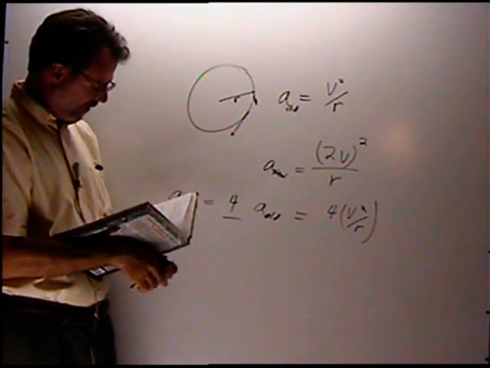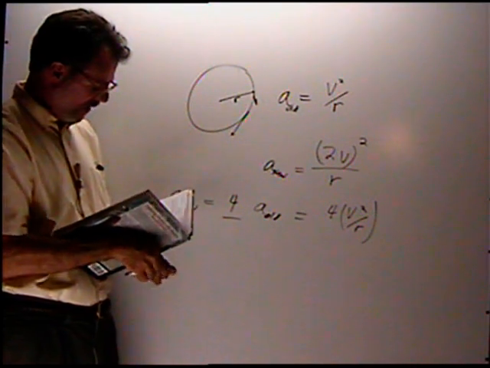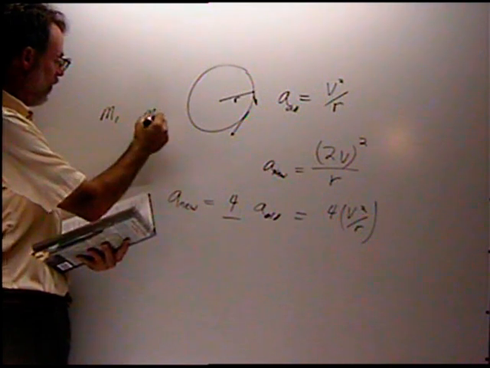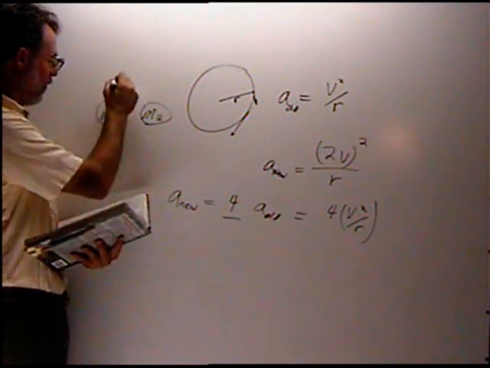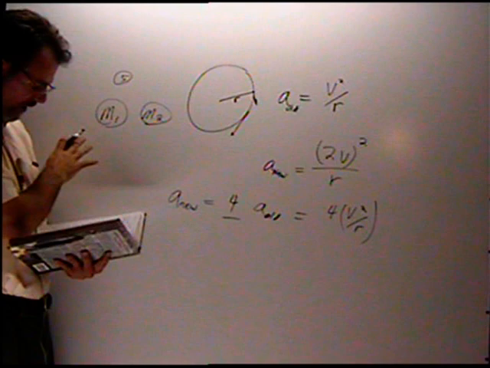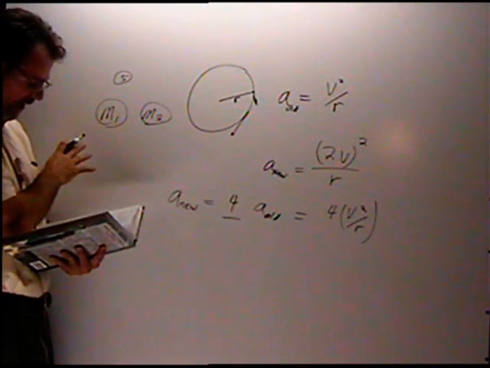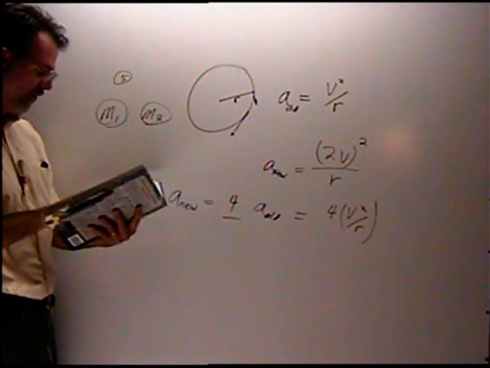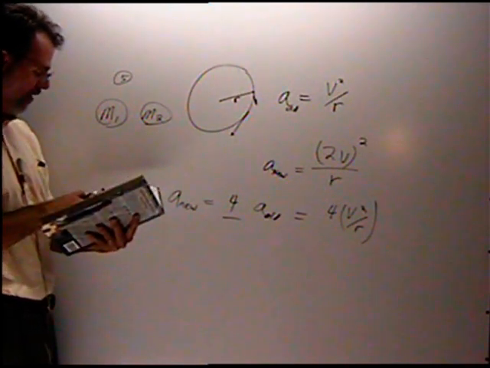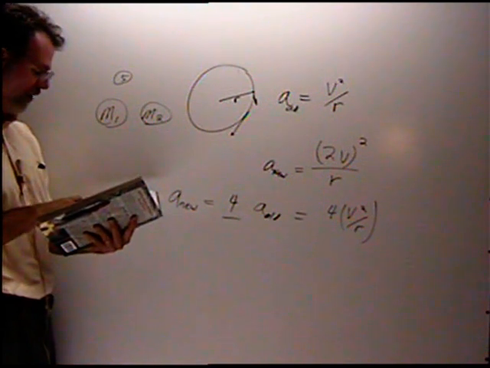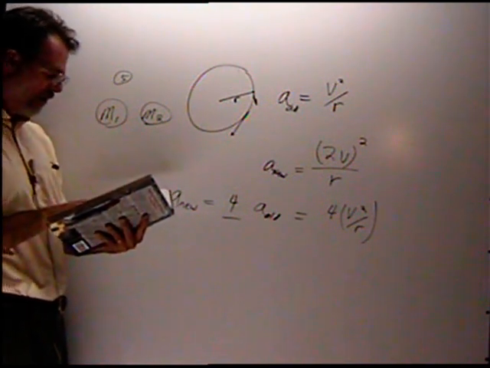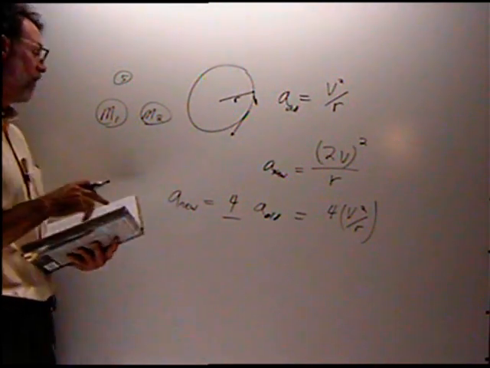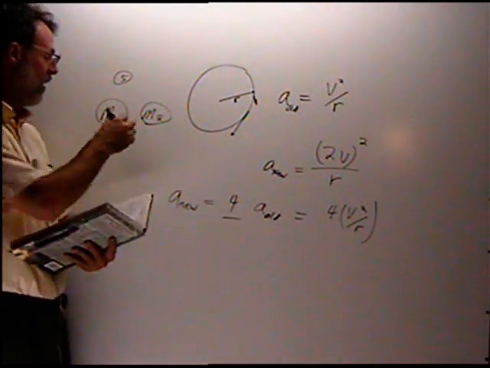Okay, number 5. A student places 2 objects on a table, M1 and M2. They're real close to each other, a few centimeters apart. The student says that since the objects do not move toward one another, there must be no gravitational force between the 2 objects. Is the student correct? Why or why not? Well, he's actually not correct, and we know that.